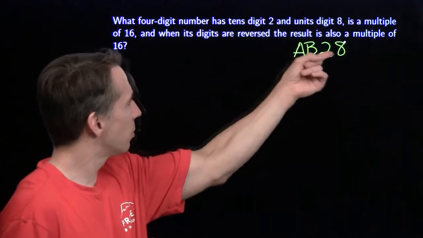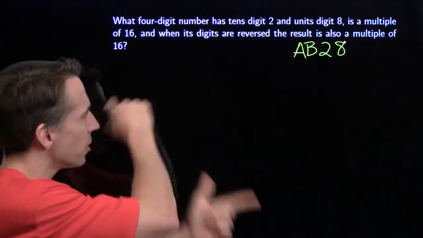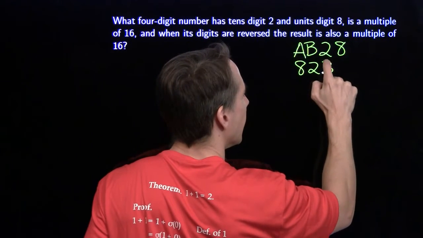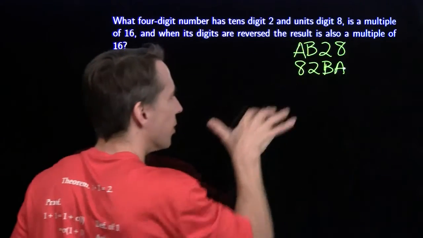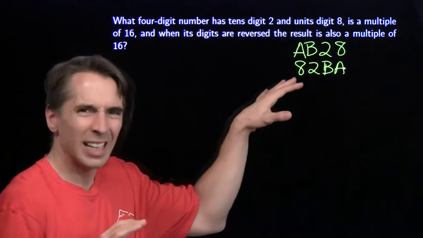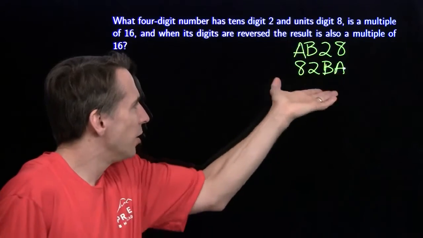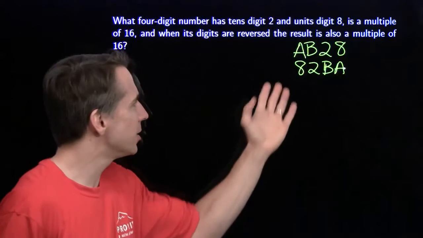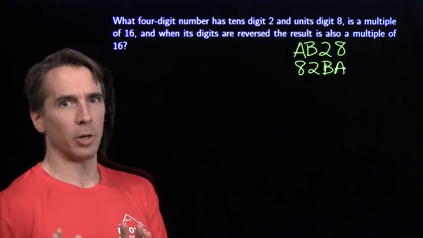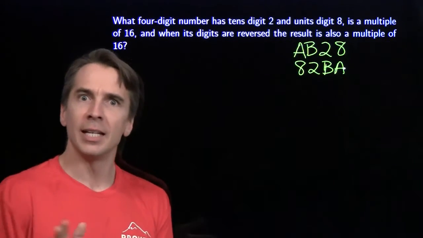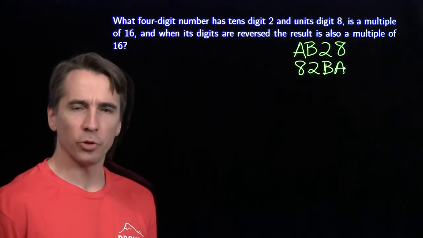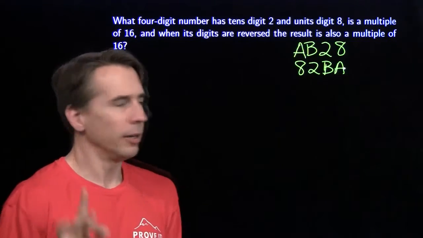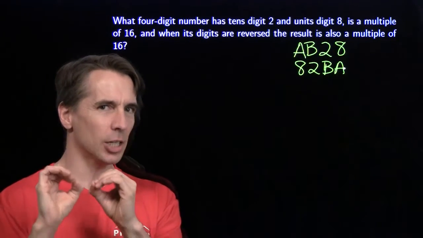Digits reversed, the result is a multiple of 16. So we're going to reverse these digits. We're going to get 8, 2, B, A. And that's a multiple of 16, and that's easier for me to think about because I know there's only 100 of these numbers, and I know where they are. They're nice and in order from 8200 up to 8299. There can't be that many of them that are multiples of 16, so I can just find those and test them out. To find those multiples of 16, I could use some long division, but life's too short for that. I'm going to be strategically lazy.